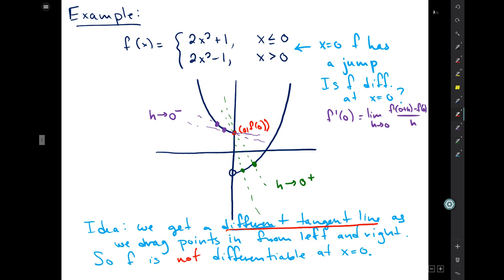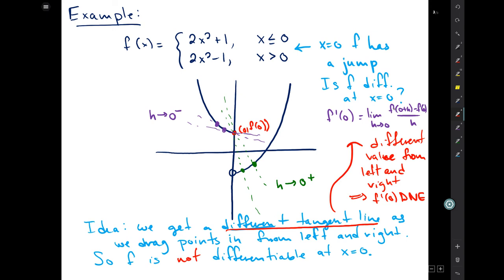from the left as from the right, and so we do not have one tangent line, we get a different value of the derivative. So we get a different value from the left and the right, and that tells me f prime of 0 does not exist. When I take the right limit and when I take the left limit, I will get different numbers. And so the two-sided limit does not exist. And that's what causes this function to not be differentiable.